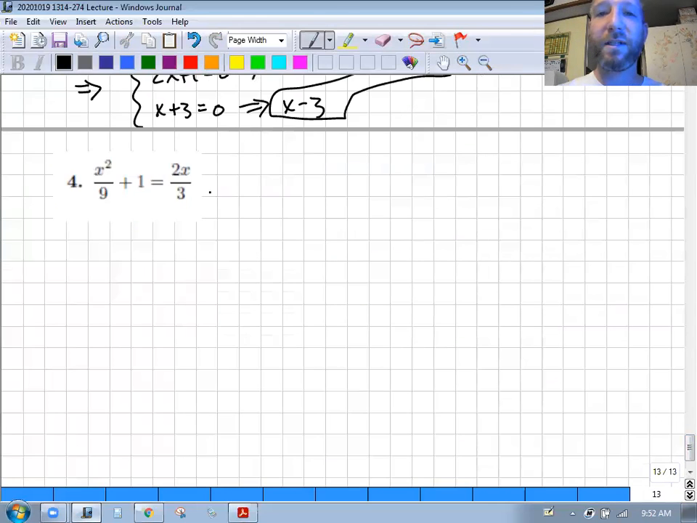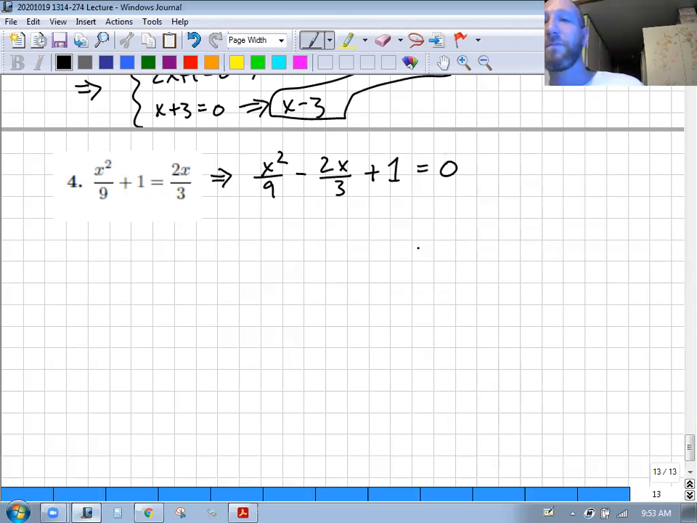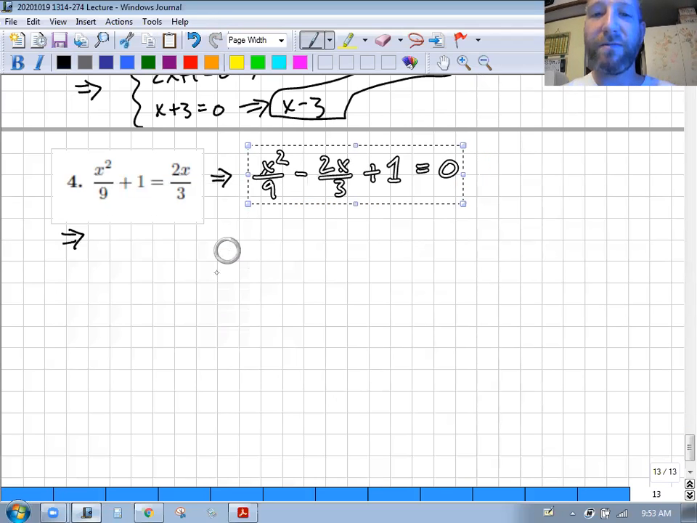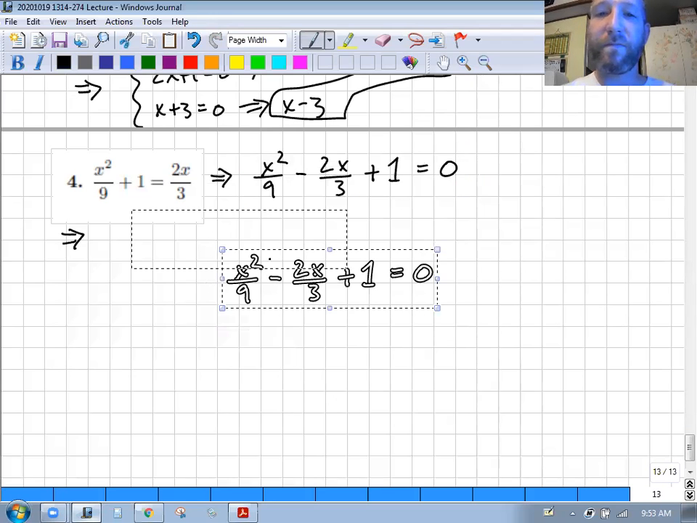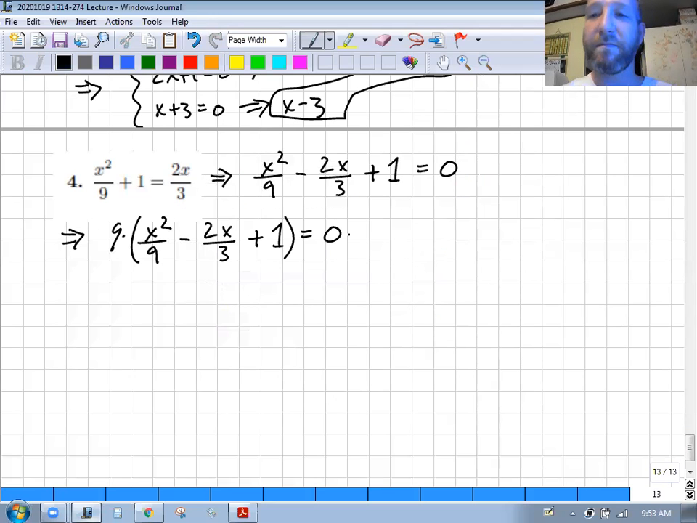All right, let's put this guy in standard form. We got an x squared over 9. We'll subtract 2x over 3 from both sides. All right. So all these fractions here, we don't need them. Let's just multiply both sides of this equation by 9 so that it gets rid of all these fractions.